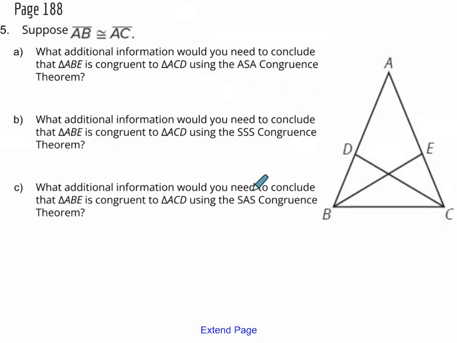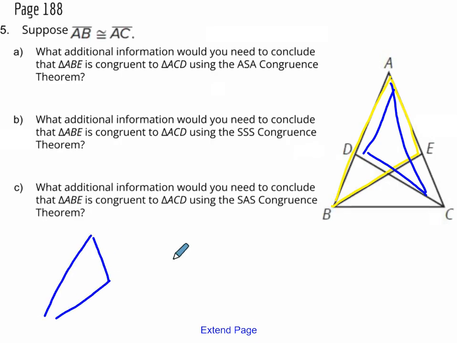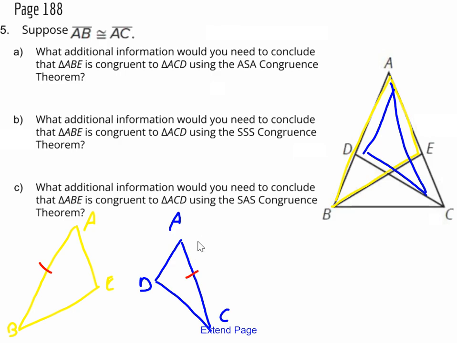So, three-part question here. Suppose AB, the big one, equals AC. What additional information would you need to conclude that triangle ABE, so that's this triangle, is congruent to ACD? So this is a great one where I would want to redraw my picture. Okay, so I got it separated. I messed up on the colors.